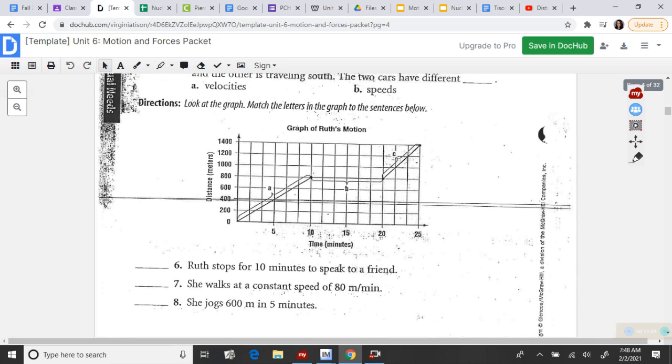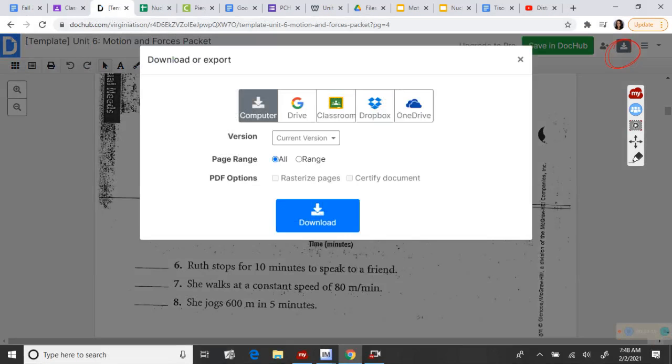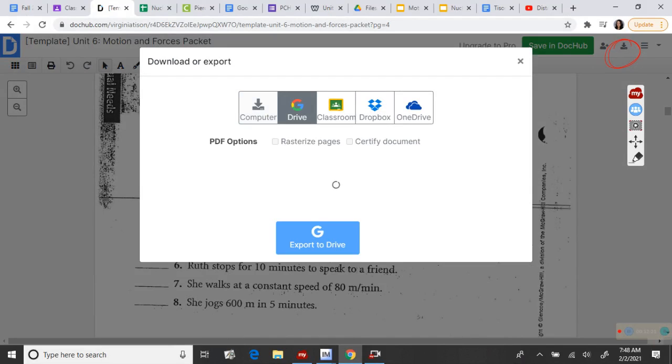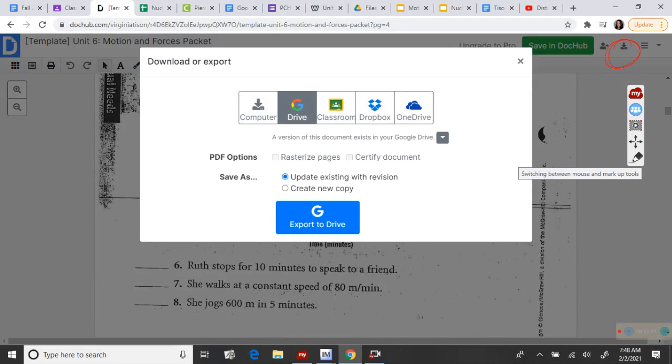When you are done, you are going to click on this download and export button right here. Then you are going to click Google Drive. You're going to hit export to Drive and make sure all this is selected and you will be done.